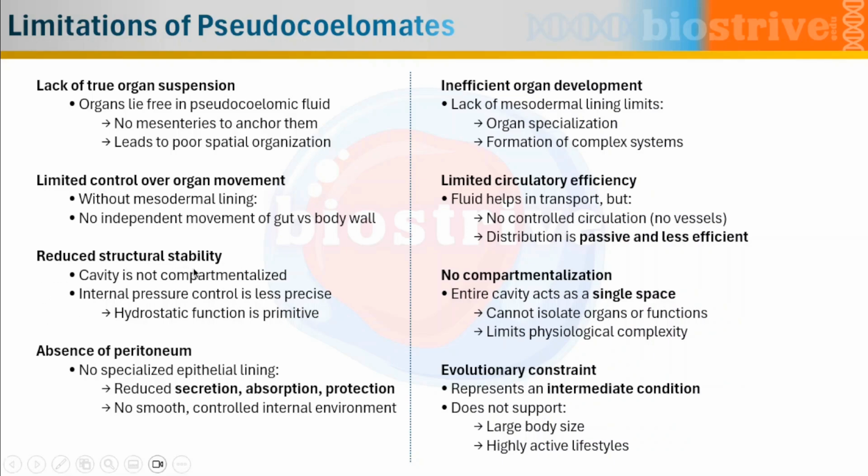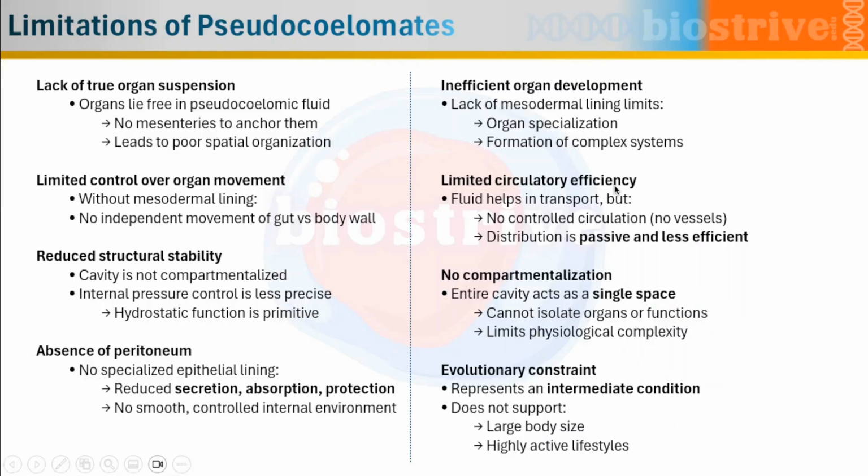There is reduced structural stability because the cavity is not compartmentalized. There are no mesenteries, no internal connections, and internal pressure is controlled in a less precise way. So hydrostatic function is considered somewhat primitive. There is absence of peritoneum, so there is no specific internal epithelial lining for internal organs. There is reduced secretion, absorption and protection as a result of this lack of specific epithelial linings. The organs will be less specified, less specialized, and there will not be the formation of specific or complex structures.